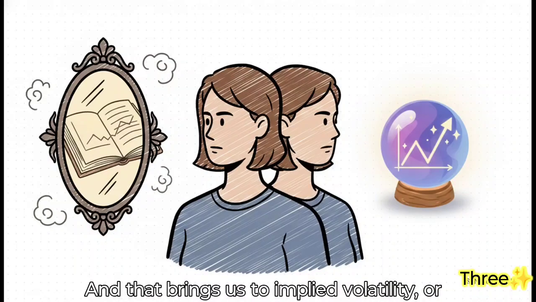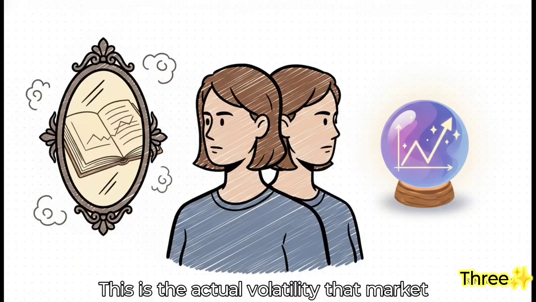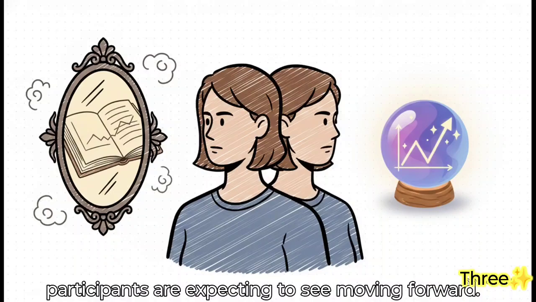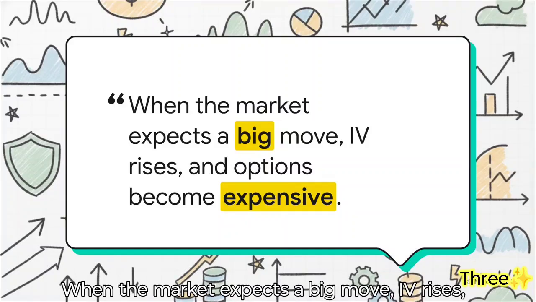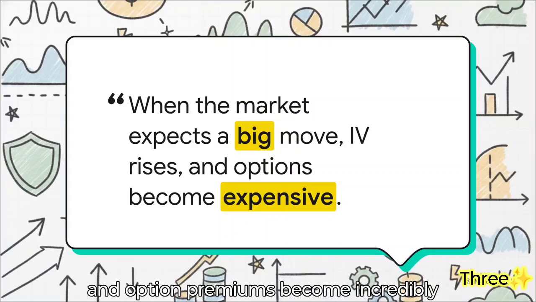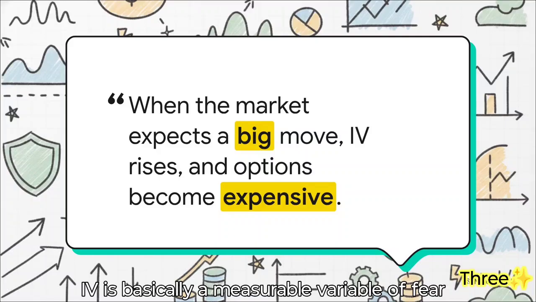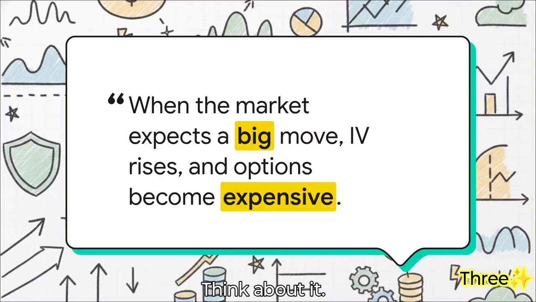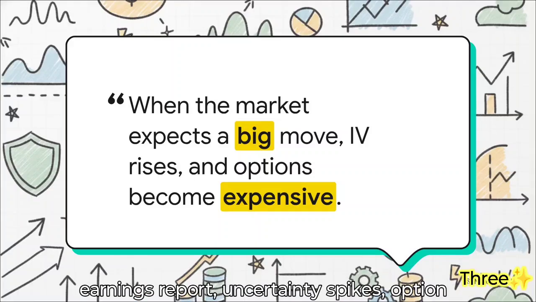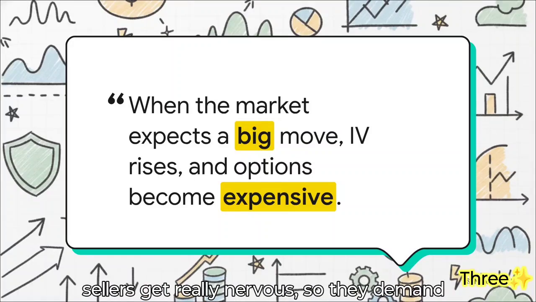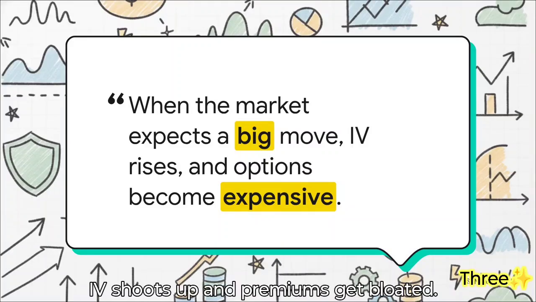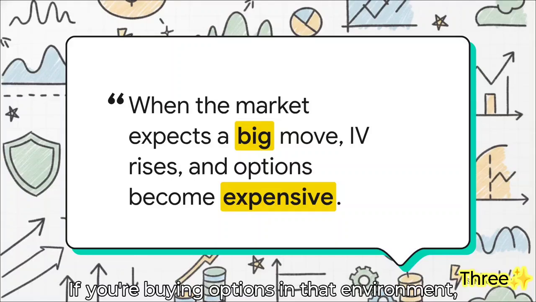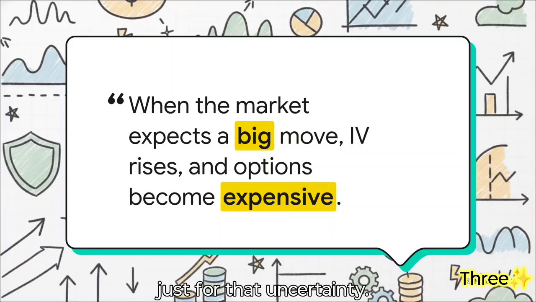And that brings us to implied volatility, or IV. This is the actual volatility that market participants are expecting to see moving forward. Here is the golden rule, folks. When the market expects a big move, IV rises, and option premiums become incredibly expensive. IV is basically a measurable variable of fear and expectation. Think about it. When an upcoming event looms, like a national election, a budget announcement, maybe a huge earnings report, uncertainty spikes. Option sellers get really nervous, so they demand way more money to take on that risk. The result? IV shoots up and premiums get bloated. If you're buying options in that environment, you are paying a massive premium just for that uncertainty.